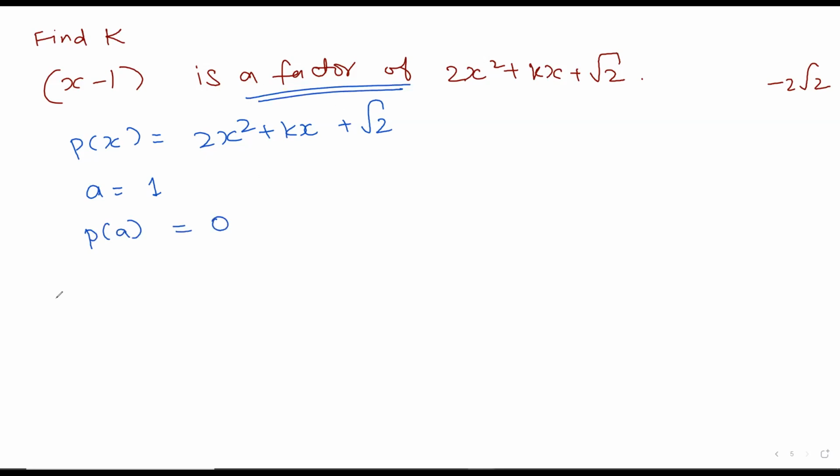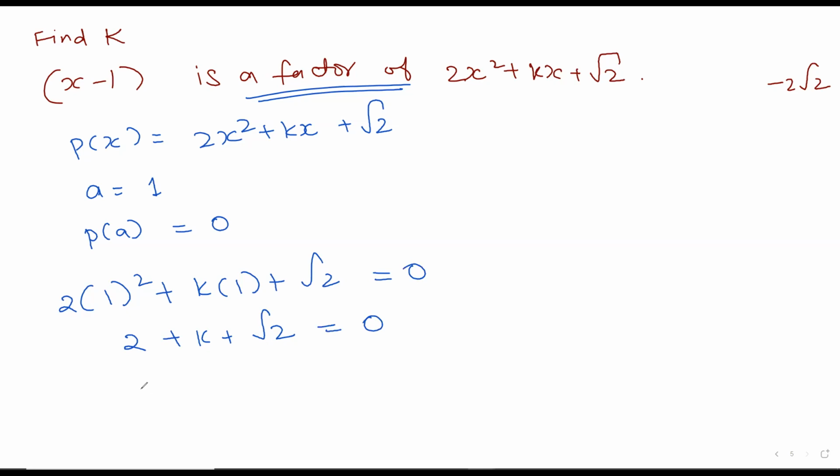So what is p of a? And a is 1, right? So it is 2 times 1 squared plus k times 1 plus root 2. So that is 2 plus k plus root 2. And this whole thing is equal to 0. So Mridula, would you like to change your answer at this point?